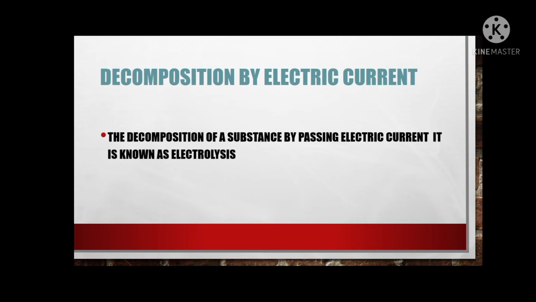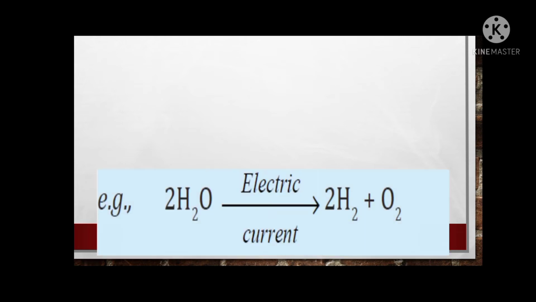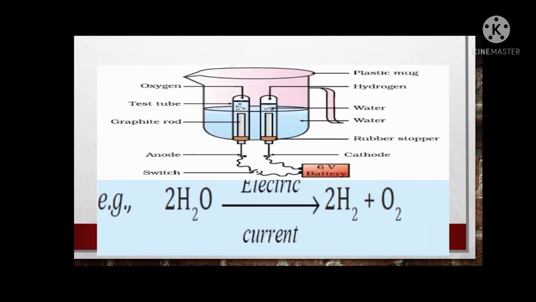Next one is the decomposition by electric current. This is called the electrolysis process. Why? Because the decomposition of a substance carried out by passing electric current through it is known as electrolysis. Here, electric current is passed through water. It gets decomposed into hydrogen and oxygen. This can be understood using the activity.